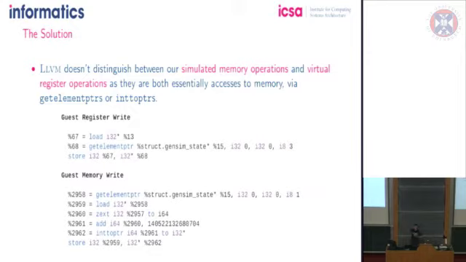LLVM doesn't distinguish between our simulated memory operations and our virtual register operations. Here's an example of a guest register write. From the top of my head, it looks like it's loading some value and then storing it into virtual register R3, okay? And this is a guest memory write. We're loading a virtual register here, R1. We're doing some magic here to calculate the address where that lies in our contiguous memory space. We're getting that back into a pointer, and then we're storing the value that we've loaded from the register straight into memory. And the problem, well, I've told you what the problem is, and this is the solution.